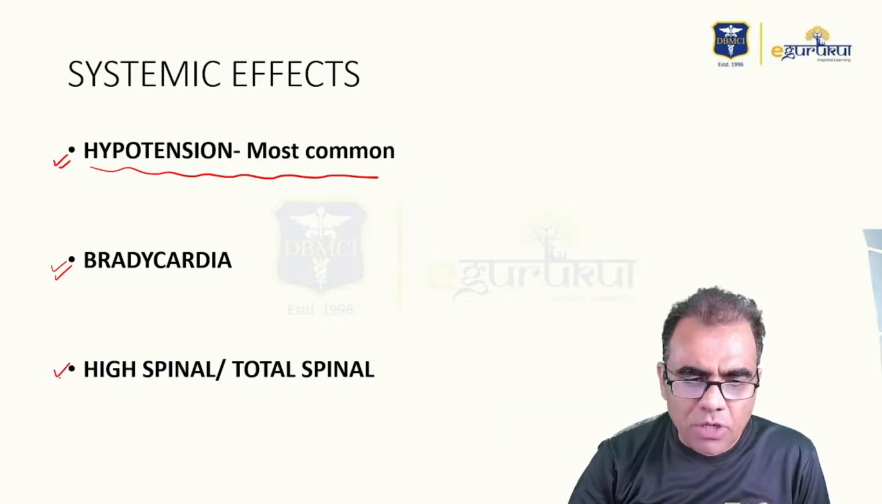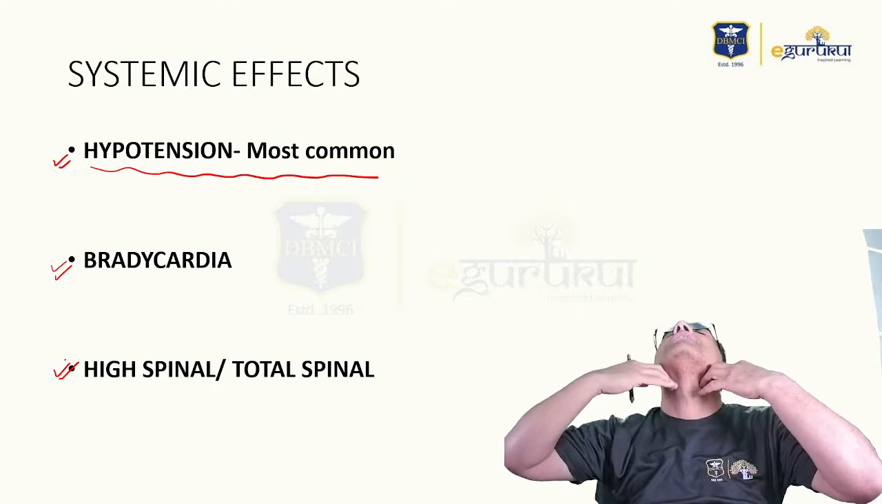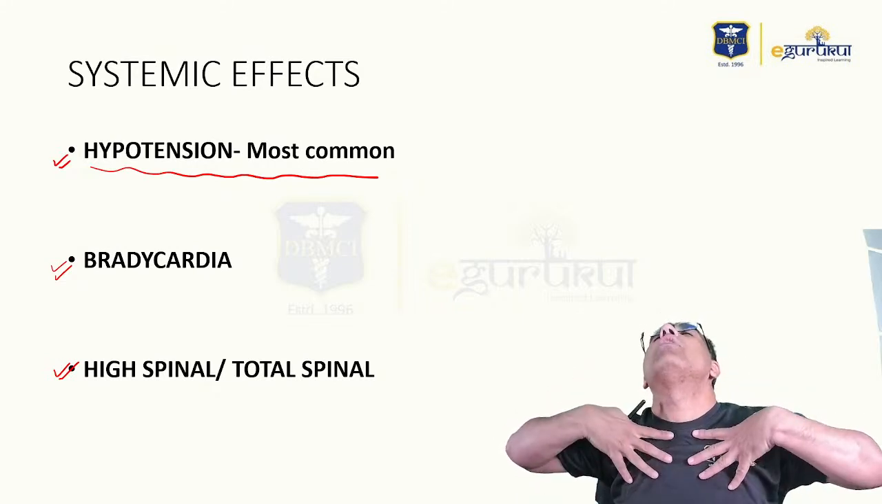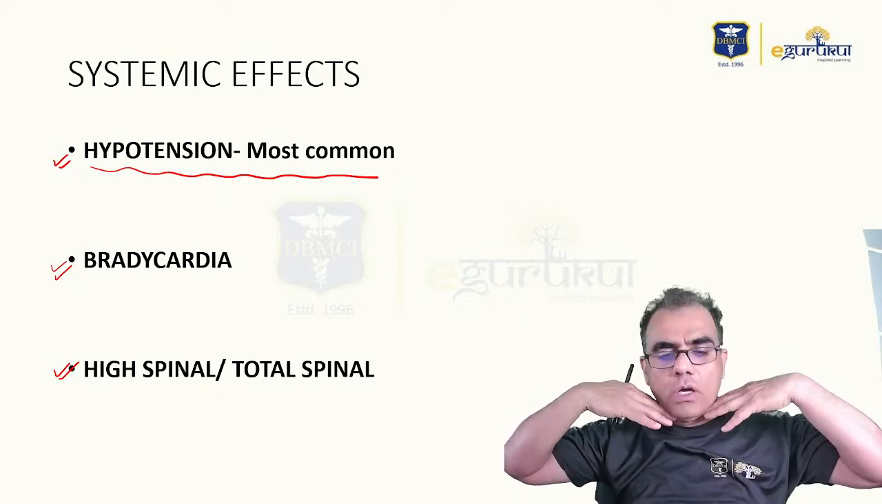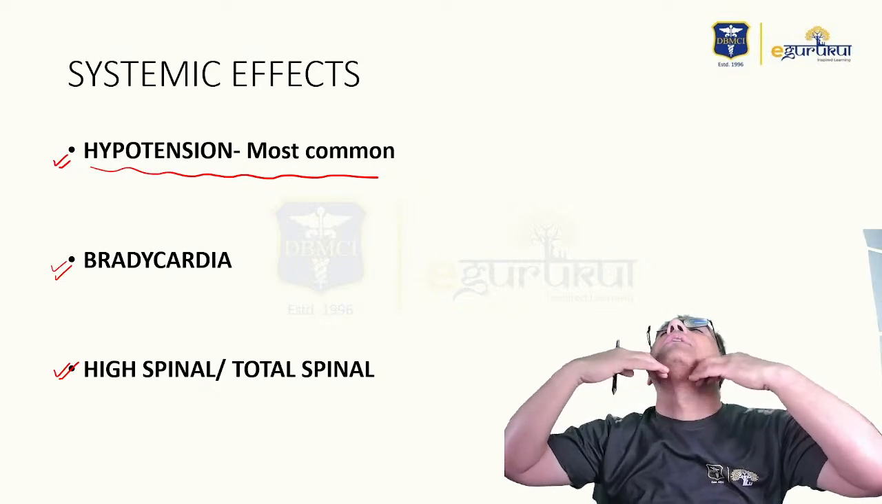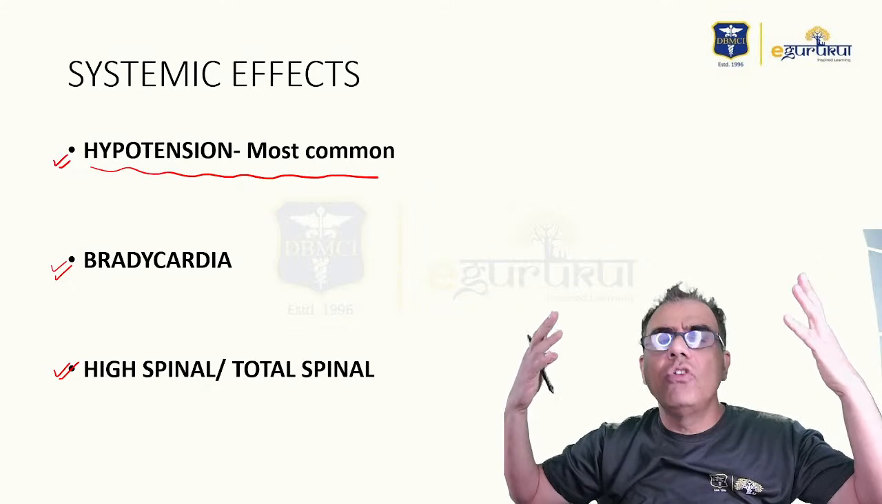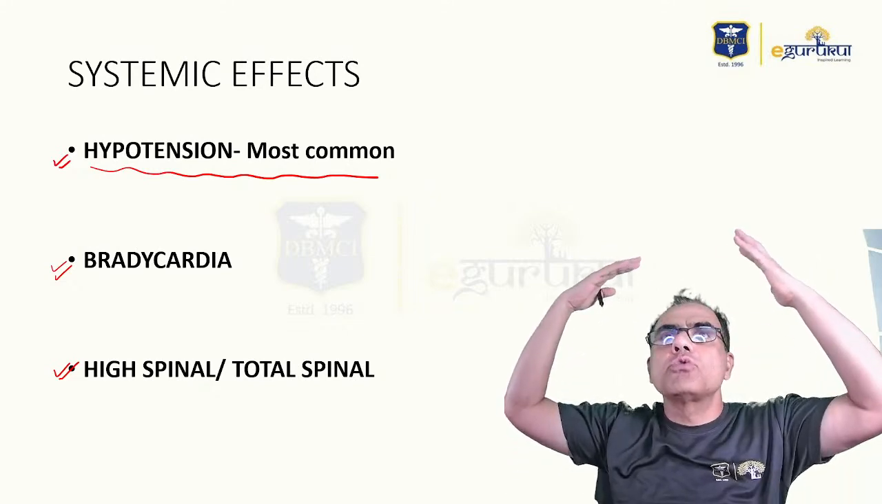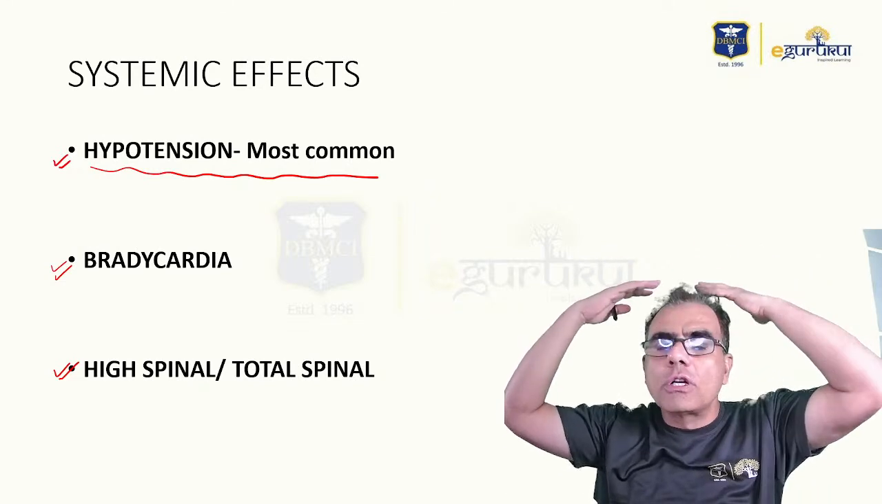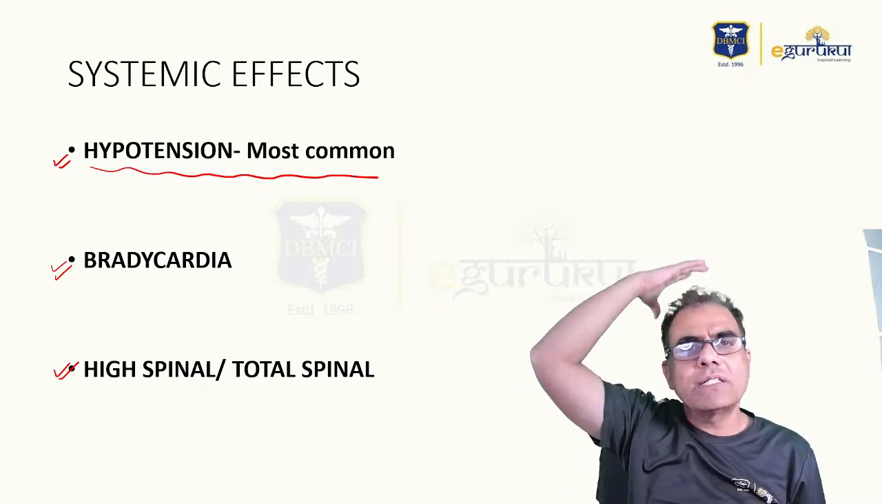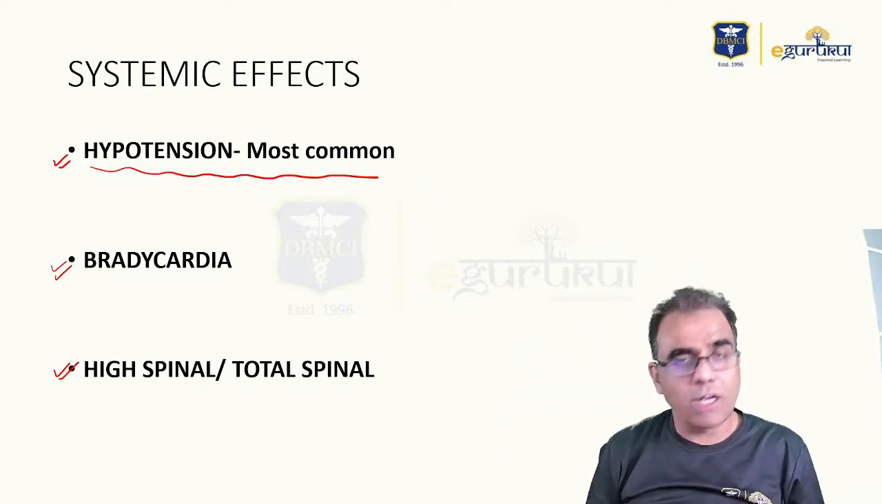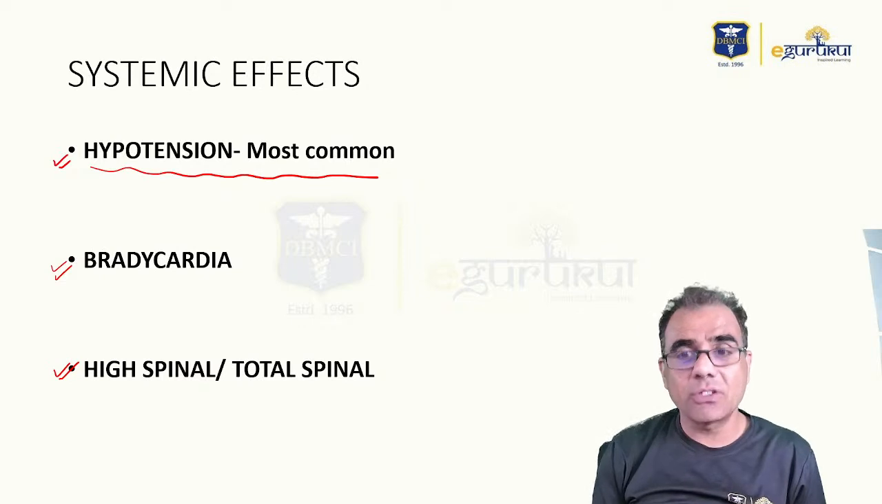Or if the level becomes high, meaning the drug reaches so high as to block the intercostal nerves, the cervical fibers, the phrenic nerve, or can reach even the brain, that can cause a high spinal or total spinal. Total spinal means the drug has even reached the brain. So that can be another dangerous complication.